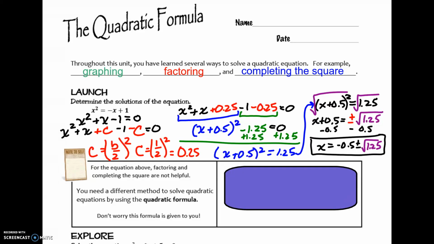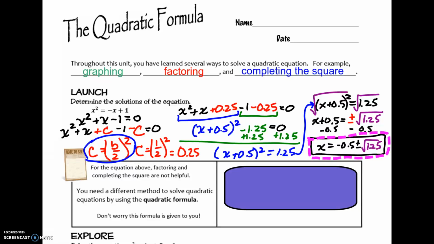You can note right here that I used the formula c equals (b divided by 2) squared. I ended up getting 0.25, which then I added and subtracted to my equation. When I wrote the equation in vertex form, I got (x plus 1/2) squared minus 1.25 equals 0. And then from there, I solved for x. My solution that I received when I completed the square is right here.